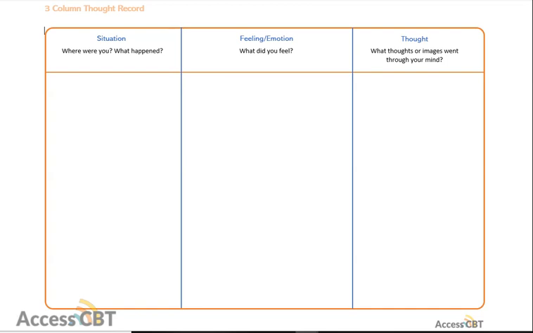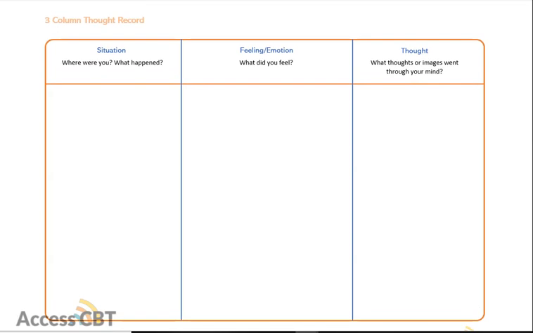Okay, so what we're going to look at here is the 3-column thought record. Hopefully you can download this off the website at Access CBT. The 3-column thought record is just a really easy thought record that we can use just to monitor any kinds of emotional distress and just try to identify what kinds of thoughts are going through our minds at the time that distress occurs.